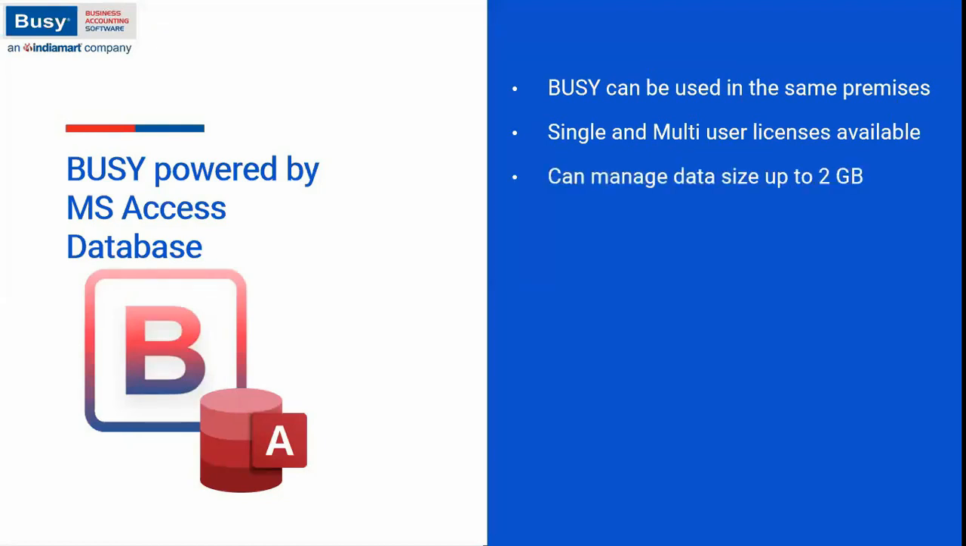Access database can manage data size up to 2 GB. More than 2 GB it can also support, but after a certain interval of time, if the data size is more than 2 GB, then we feel some kind of lagging and slowness, etc. So normally the Access database can support up to 2 GB data size. And one more important point here is that after 2 GB of data size, if the user or concerned entity wants to convert their data from MS Access to MS SQL, it is possible. Anytime they can convert the data from MS Access to SQL or SQL to Access in Busy.